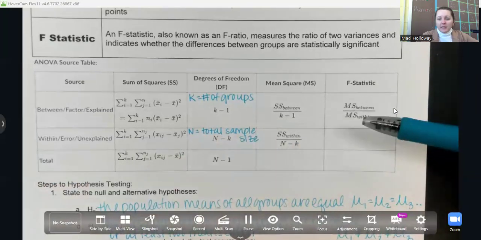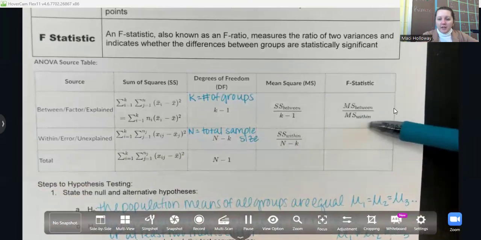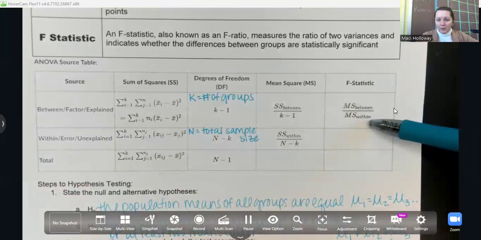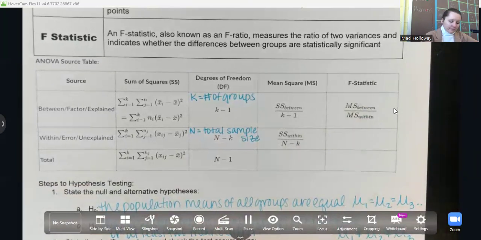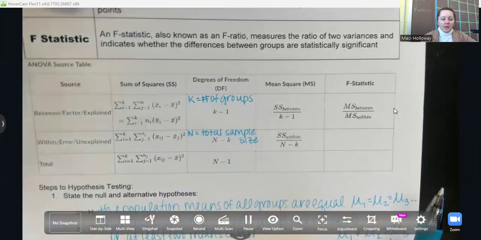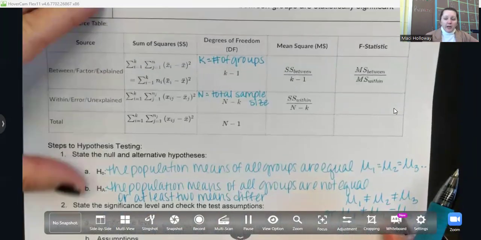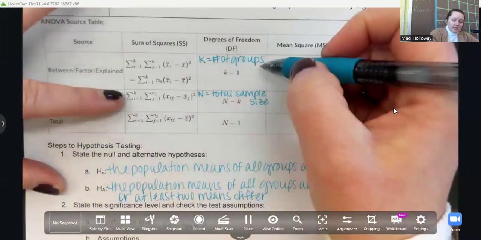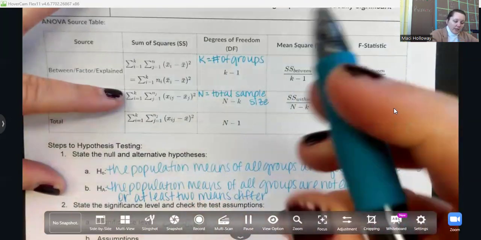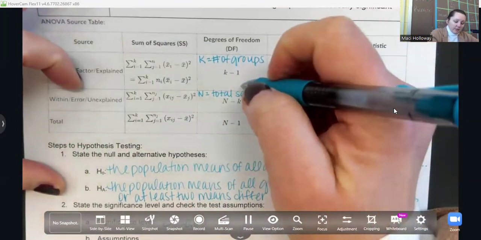And then that finally gets us to our F statistic, where it's your mean square between divided by your mean square within. So I want to put something on here because this is going to help us determine our F critical value. Your degrees of freedom are going to tell you what our F critical values are. So I'm going to put this on here. I know you don't know what it is yet.